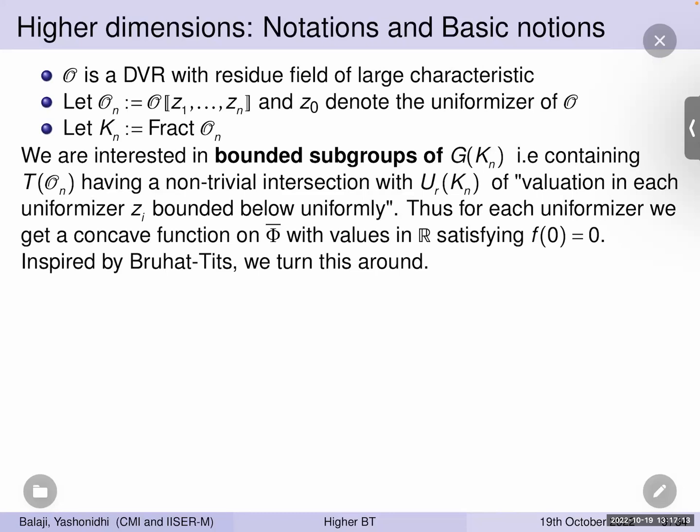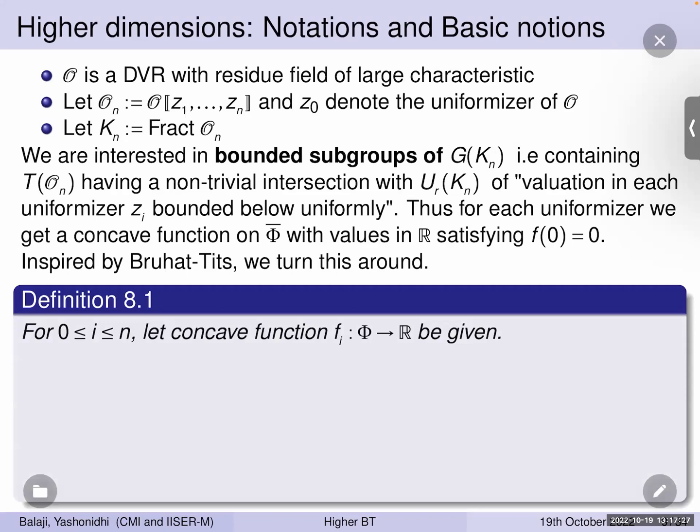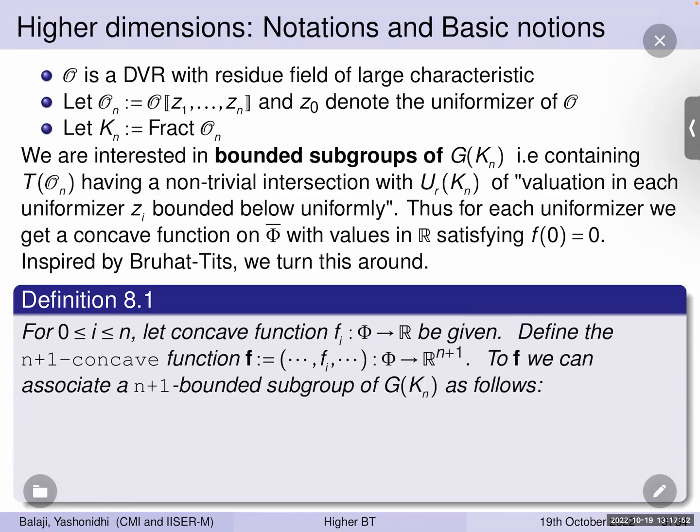Inspired by Bruhat-Tits, we turn this around. It is this extraction of a concave function for every uniformizer. So, definition: let i vary between 0 and n, and we suppose that we are given concave functions f_i. Define the n+1 concave function boldface f as the (n+1)-tuple taking values in R^(n+1).